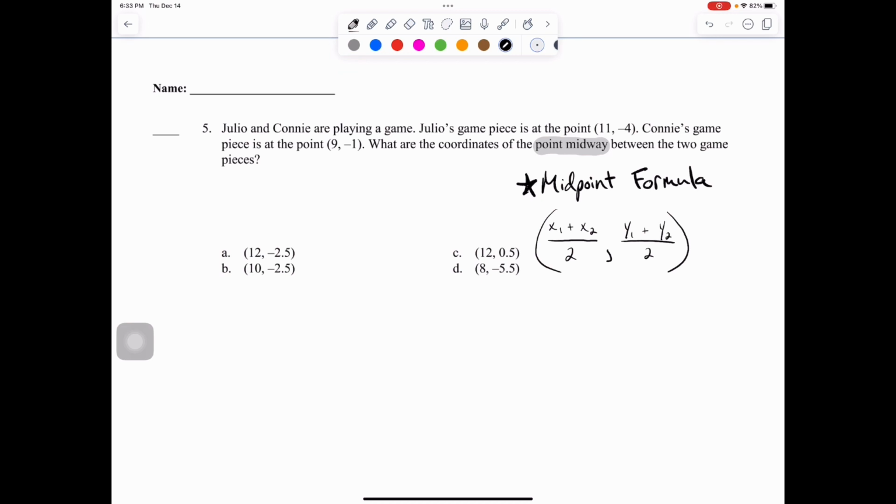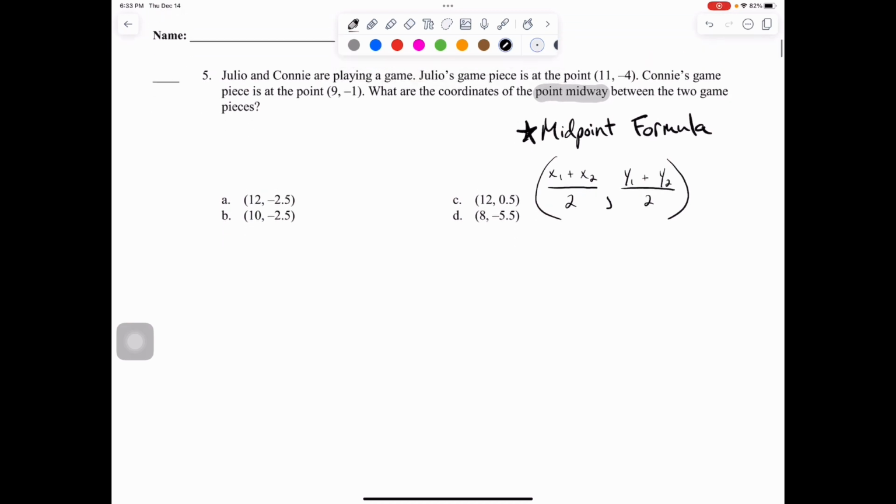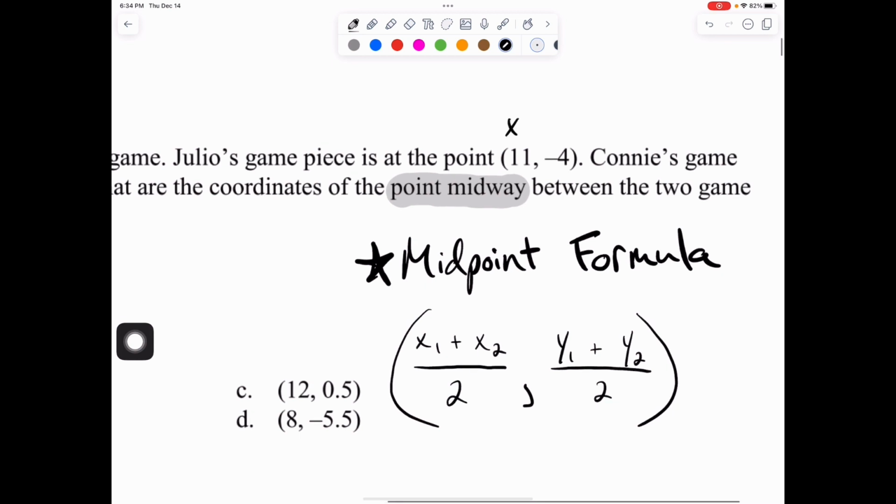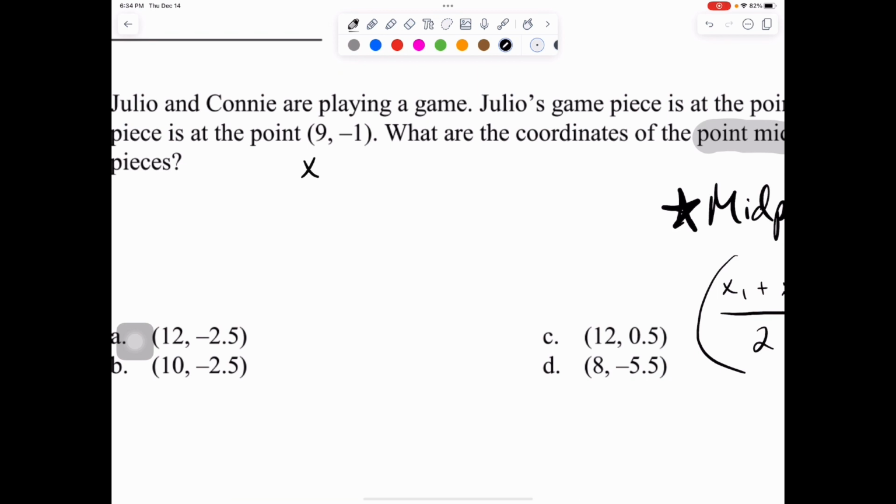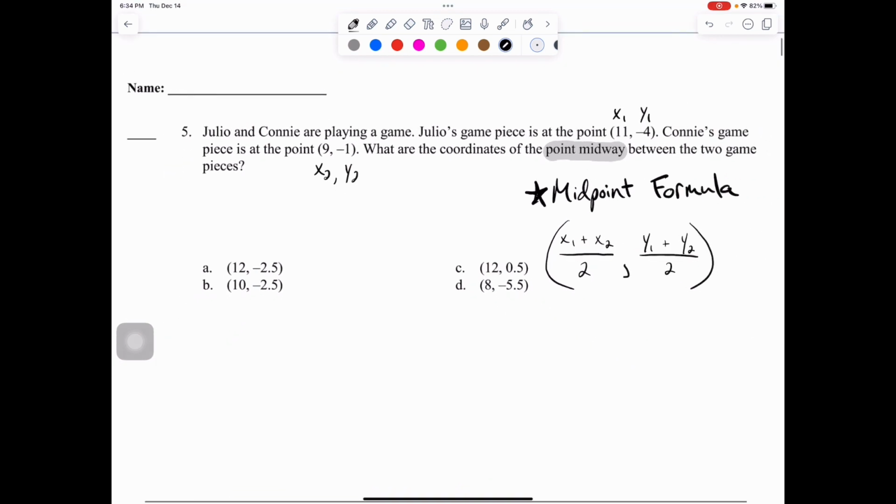Well, if I'm looking for the point midway, I'll probably use the midpoint formula. x1 plus x2 divided by 2 will give you your x for your midpoint. And y1 plus y2 divided by 2 will give you your y for your midpoint. Let's go ahead and label these: x1, y1, x2, y2.